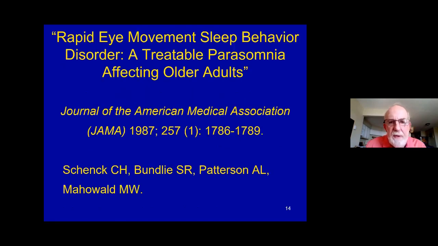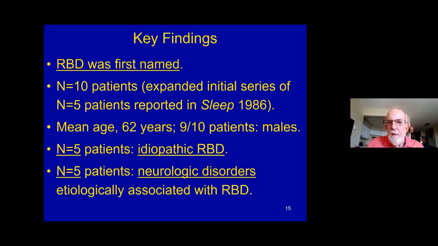Now, we followed up our first report in 1986 with a second report with an expanded series in the Journal of the American Medical Association, 1987. Rapid eye movement sleep behavior disorder, a treatable parasomnia affecting older adults. So RBD was first named in the second publication in 1987.